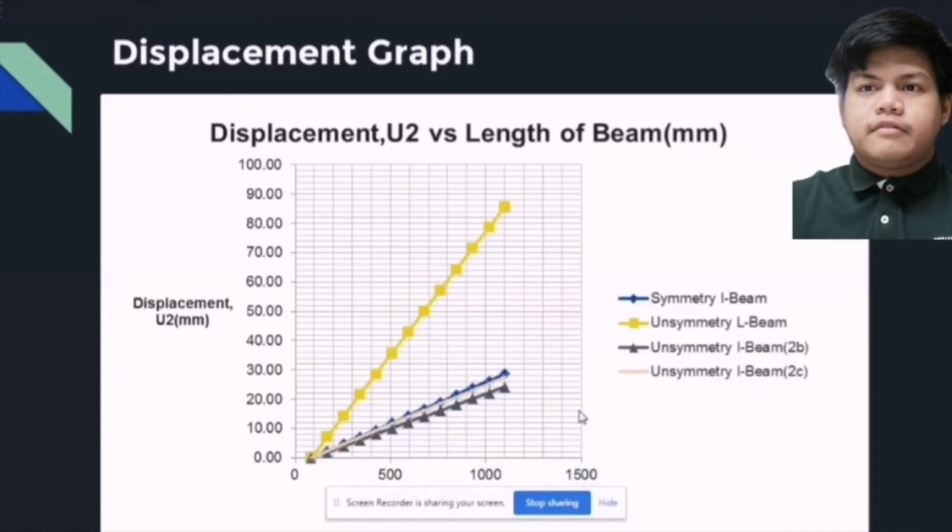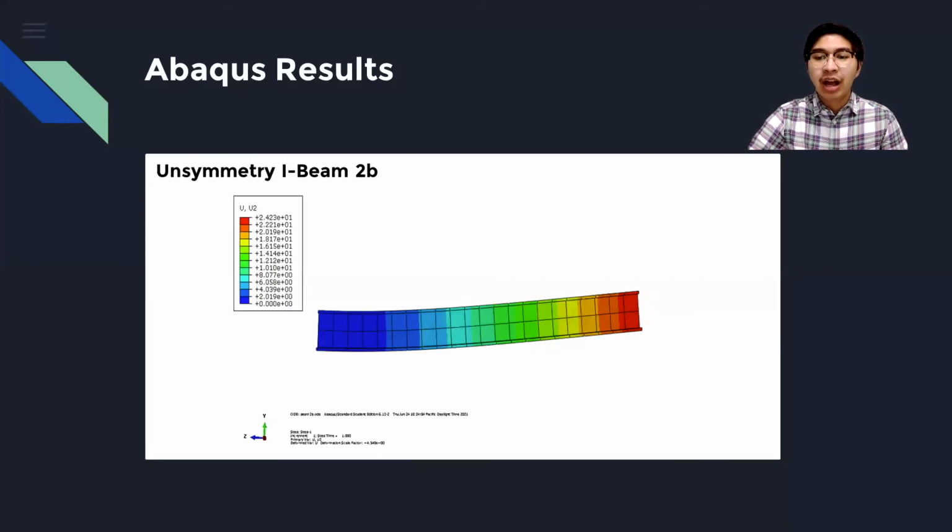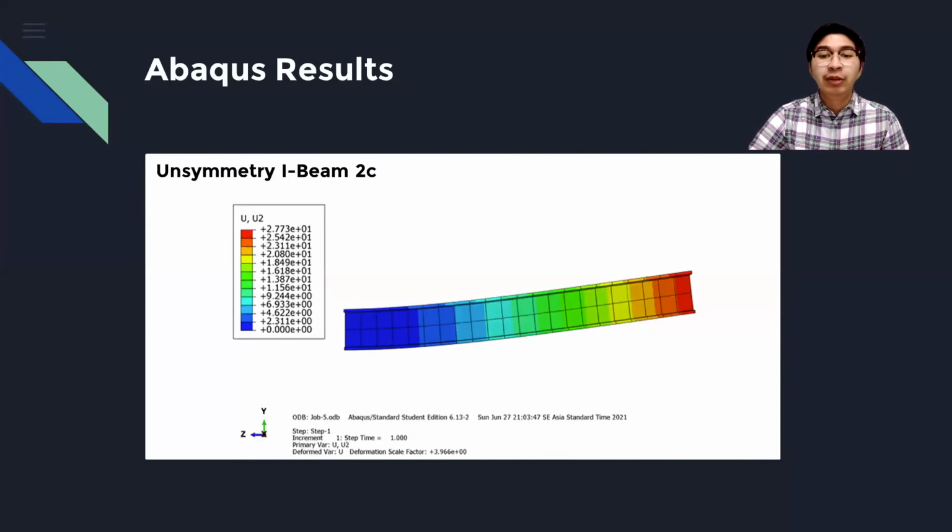And this is the graph that we have done, displacement against length of beam. As we can see, the asymmetry L-beam has the highest deformation. Using the best method from question 1, which is 3D modeling, we obtain sets of beam deformation analysis of 3 different beams: the L-shaped beam, unsymmetrical I-beam 2B, and another unsymmetrical I-beam 2C.